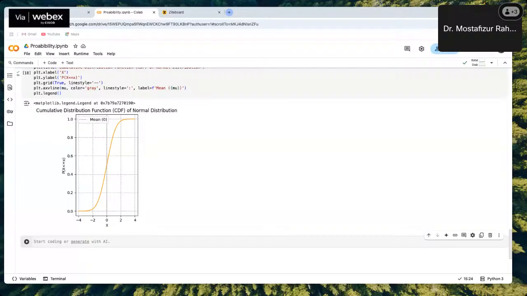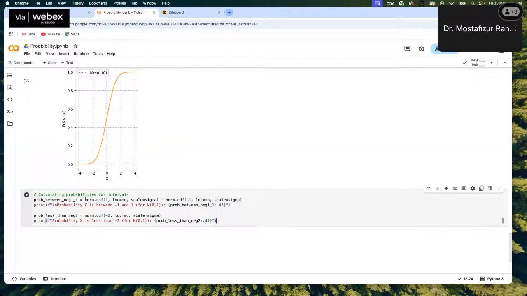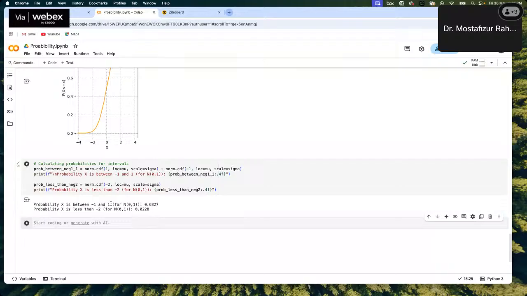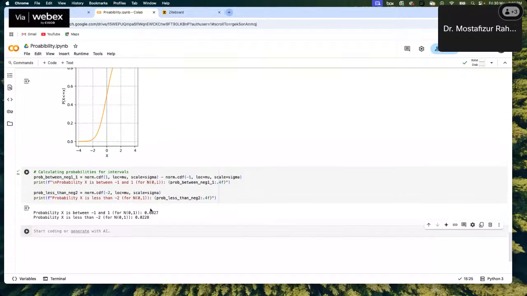We can also calculate the probabilities in an interval from the PDF and CDF. From the CDF we can compute the probability as the difference between the CDF values at 2 points, right? And the probability from the PDF is basically the multiplication, that is the integration, f(x) dx. So the probability of x between -1 and 1 is basically 0.6827. The probability of x less than -2 is 0.022.